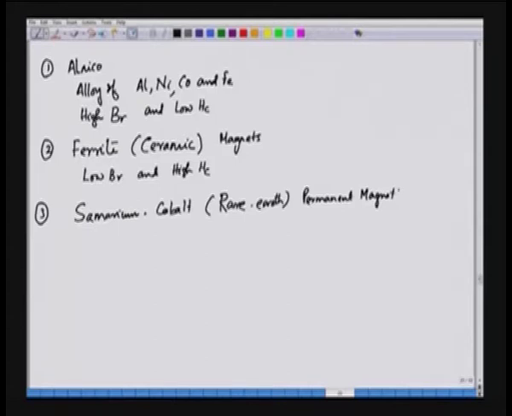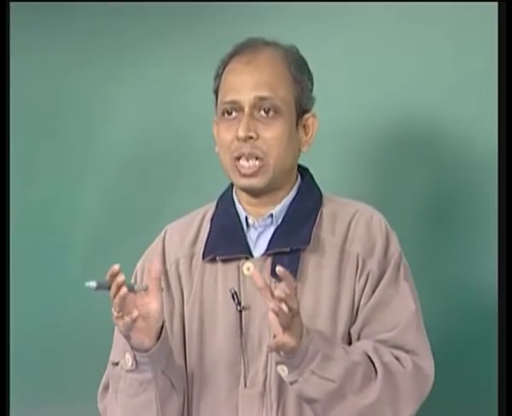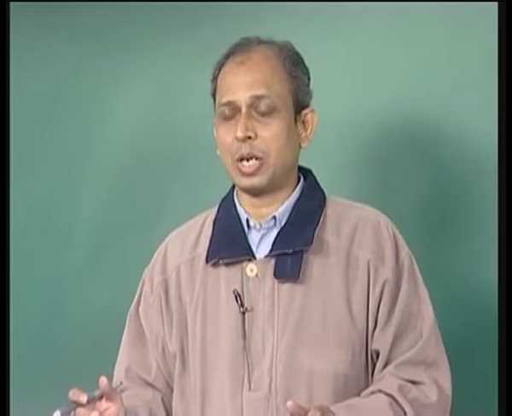And these are characterized by a very high Sc and Br. Both Br and Sc are high, and they are also very expensive. They are used in those machines where we want a very compact volume, because they have large energy density. We will be discussing the energy density also.